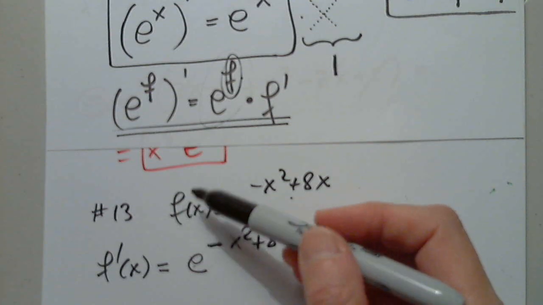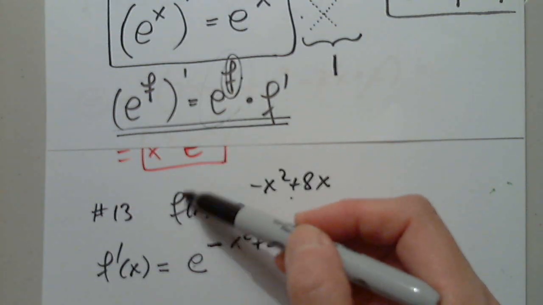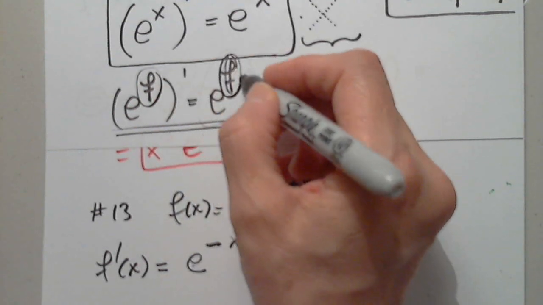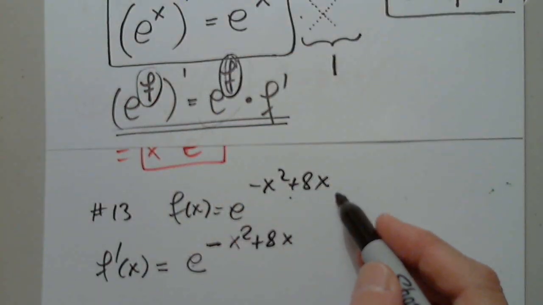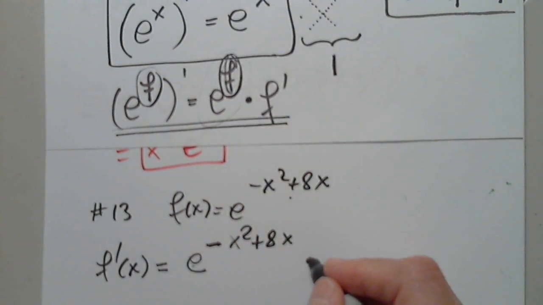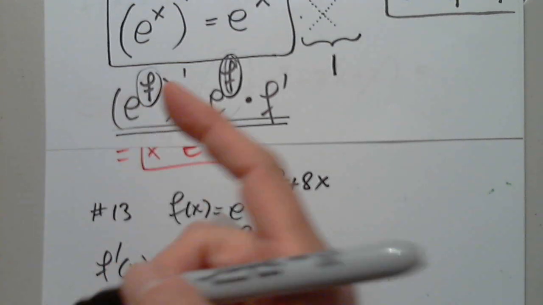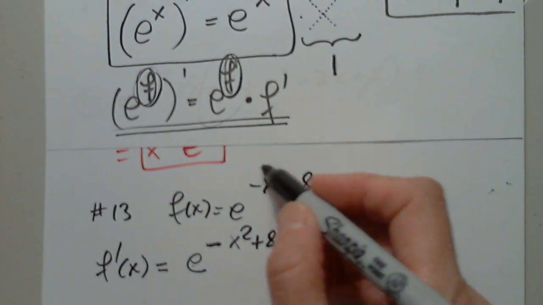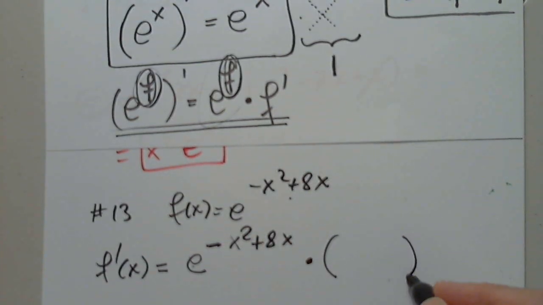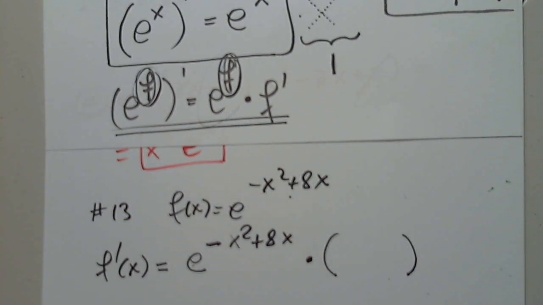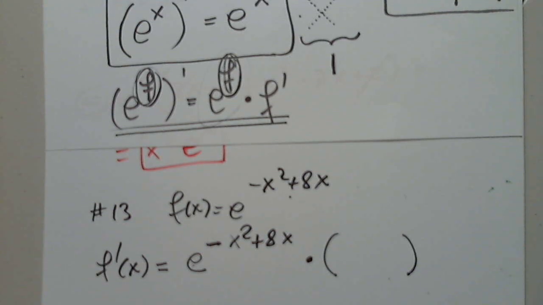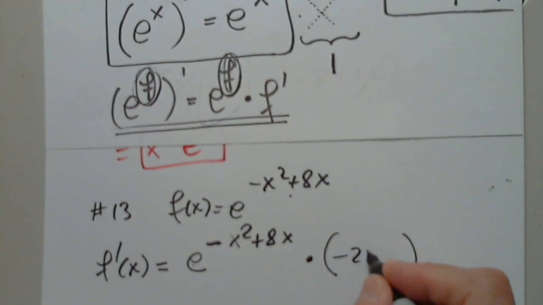If this f confuses you, these are not the same, right? So this is the f, which is negative x squared plus 8x. And now times the inner function prime. This is the inner function, and I have to differentiate it. Now we differentiate this. What do I write? Without parentheses, it's not going to make any sense. I have to write parentheses. So can anyone differentiate this? And I'll put it here. Negative 2x plus 8. That's it.